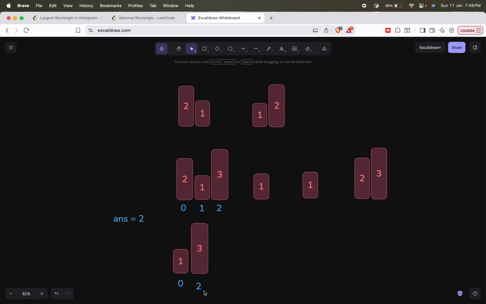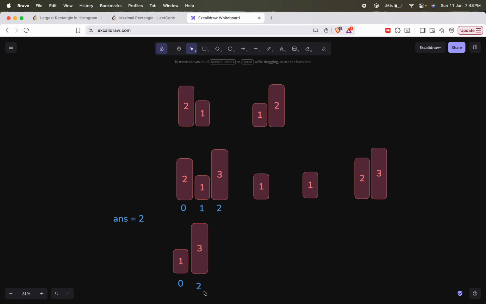Now I should also calculate the area of 1. So 1 can extend all the way up to the end, right? And its relative start is 0. So the end of the array minus the relative position, times its height, which is 1, gives 3 again, which is the same as the maximum so far. So the answer would be 3. Okay, so I hope you got the idea.